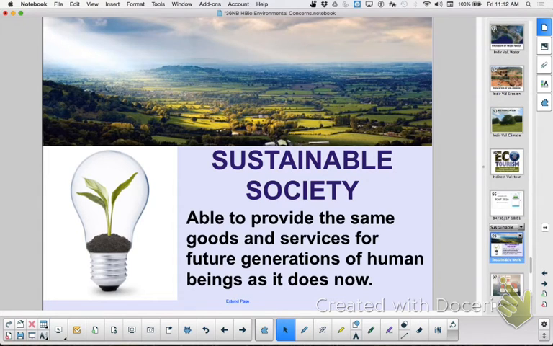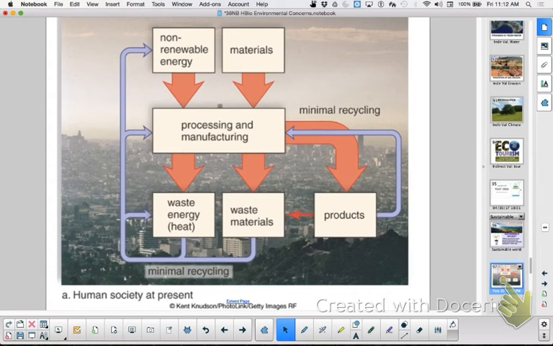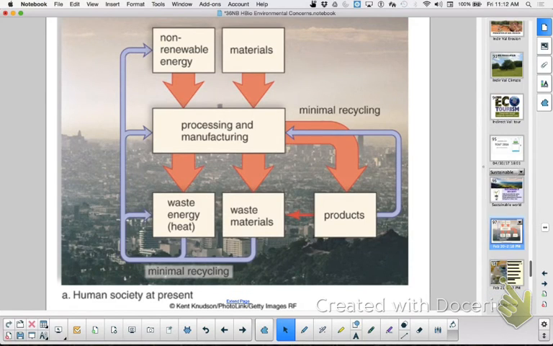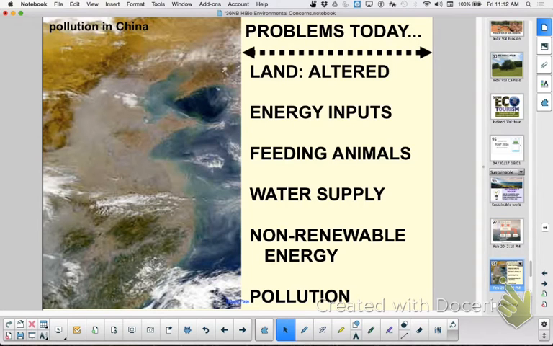We want to not damage our society so much that it can't be used in the future by more humans. So we talked about right now, currently, we waste a lot. We don't recycle enough. We create a lot of heat. We create a lot of pollutants. Those are very characteristic of what would be referred to as our built world, our world with all of its machines. We alter land, use lots of energy.